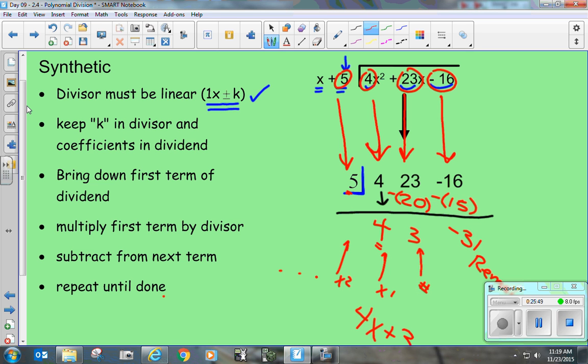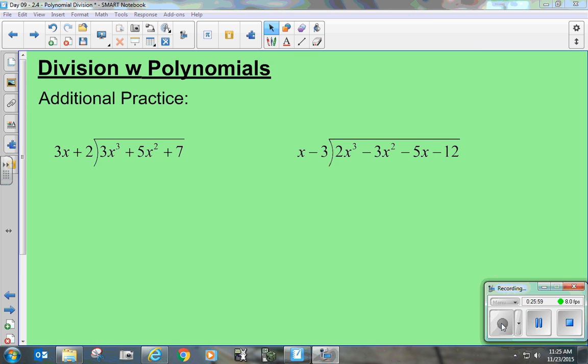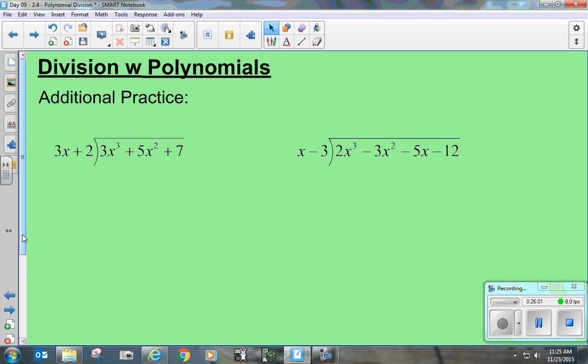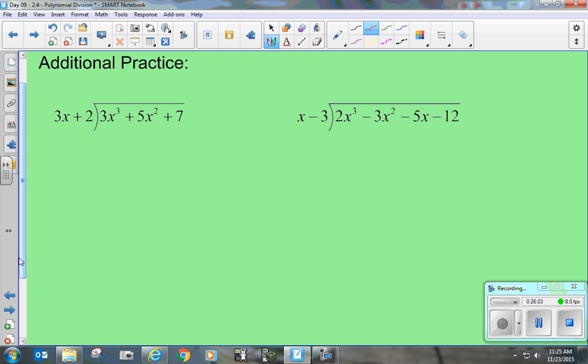Bring it down, multiply, subtract. Multiply, subtract. And there you go. The last number is always the remainder. If that last number is 0, there is no remainder. Alright? So, what we do is we keep this number.